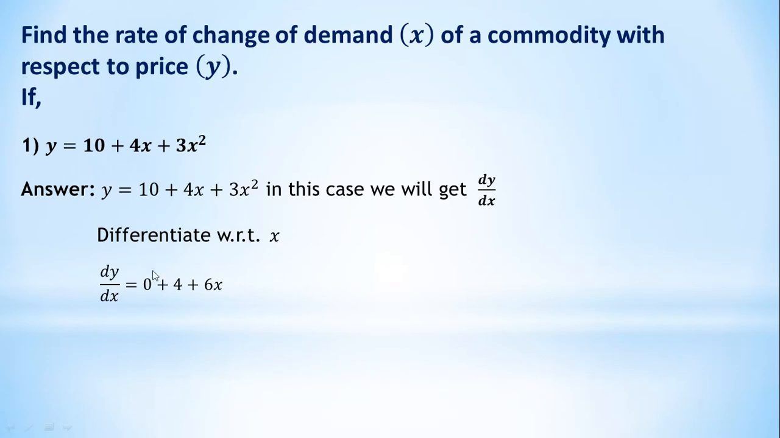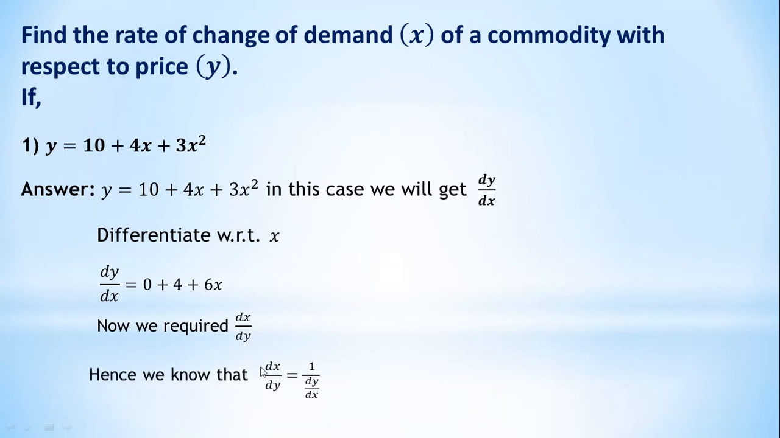See, derivative of 10 is 0 plus derivative of 4x, 4 as it is, and derivative of x is 1. So we get 4 here plus this is 3x square, 3 as it is, and derivative of x square is 2x. So 3 into 2x is 6x. So after differentiating the given function we get dy by dx, that is 4 plus 6x. But as per the question we required dx by dy. See the meaning of rate of change of x with respect to y. So we require dx by dy.